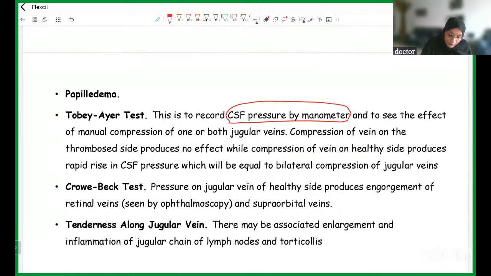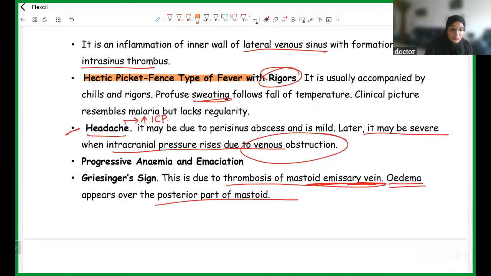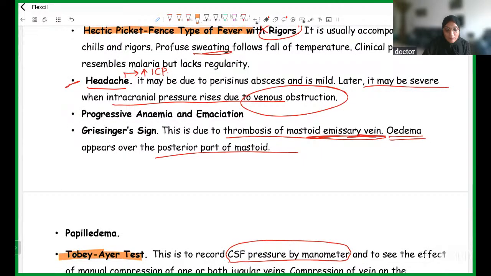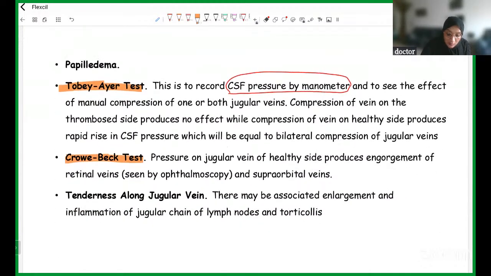So remember, you should know these test names by heart: Tobey-Ayer test, Crowe-Beck test, right? And this one also, hectic pyrexia, picket-fence type of fever with rigors. It's just like a picket-fence type of fever. Tobey-Ayer test, Crowe-Beck's test, and then there is tenderness along the jugular vein.